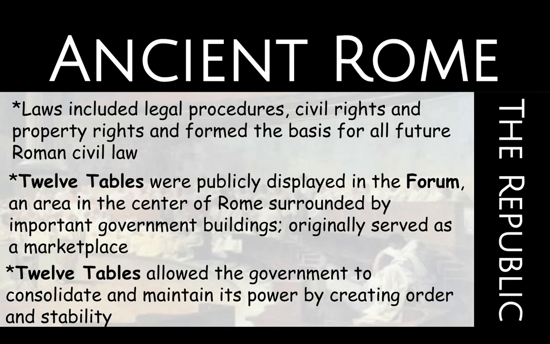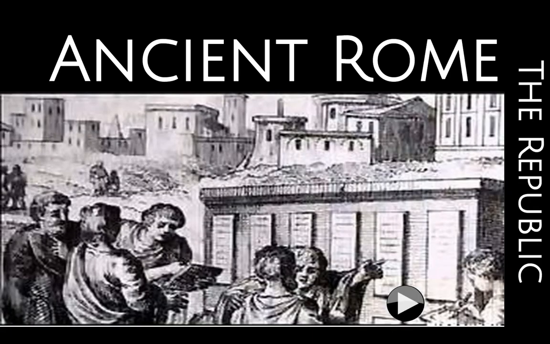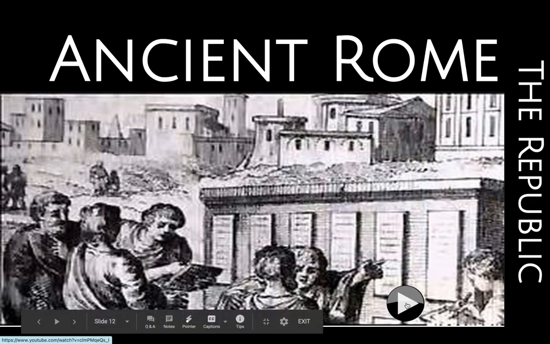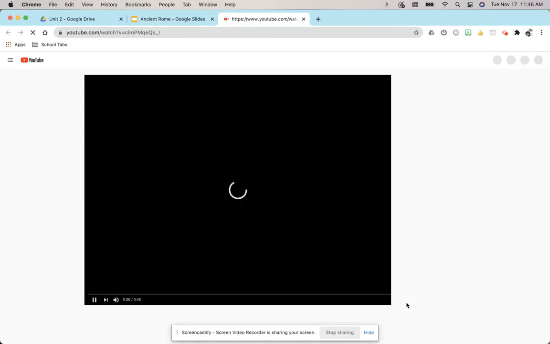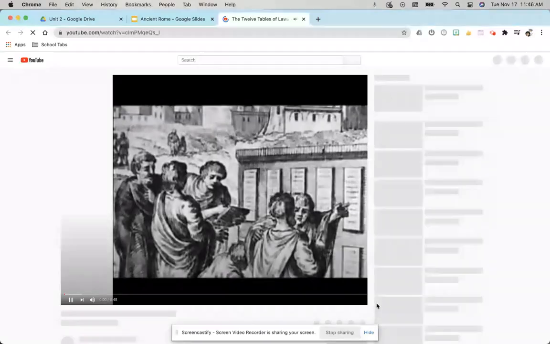So those are just a few examples of the 12 tables. Now what we're going to do is actually look at part of the 12 tables. We'll look at some of the other laws. Let's first look at a little review of the Roman Republic, and then we'll get back to the 12 tables.